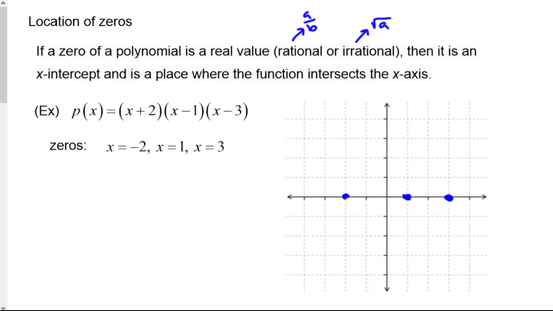When you couple that with end behavior, since this is an odd degree polynomial, there's 3 zeros, it should start in the negative and end in the positive. You can kind of fill in the details of what the graph should look like. Missed my arrow there a little bit. Pretty well. Okay, leading term coefficient was positive in this case, so I started in the negative, ended in the positive.